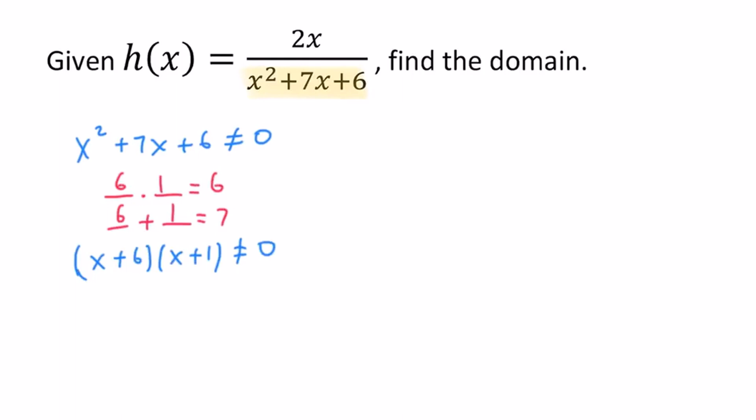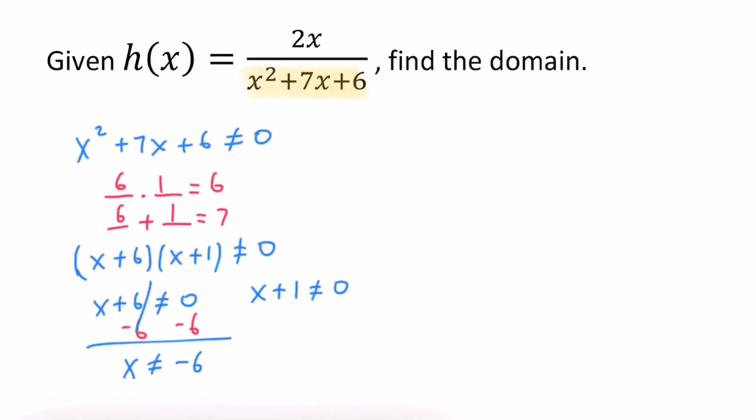Set each group not equal to 0 and solve. So x plus 6 cannot equal 0, and x plus 1 cannot equal 0. Solve for x, so minus the 6 over, and we have x cannot equal negative 6. The other one, minus 1 over, so x cannot equal negative 1.